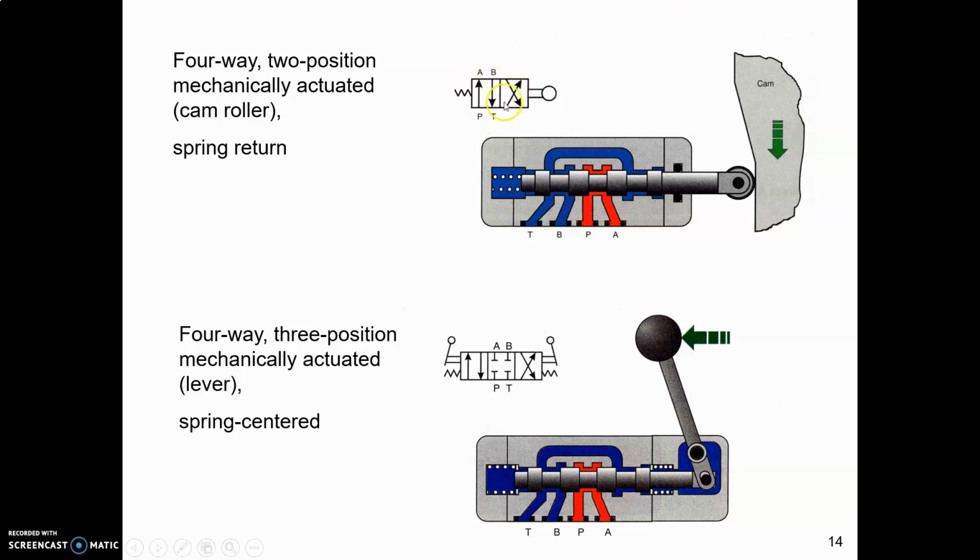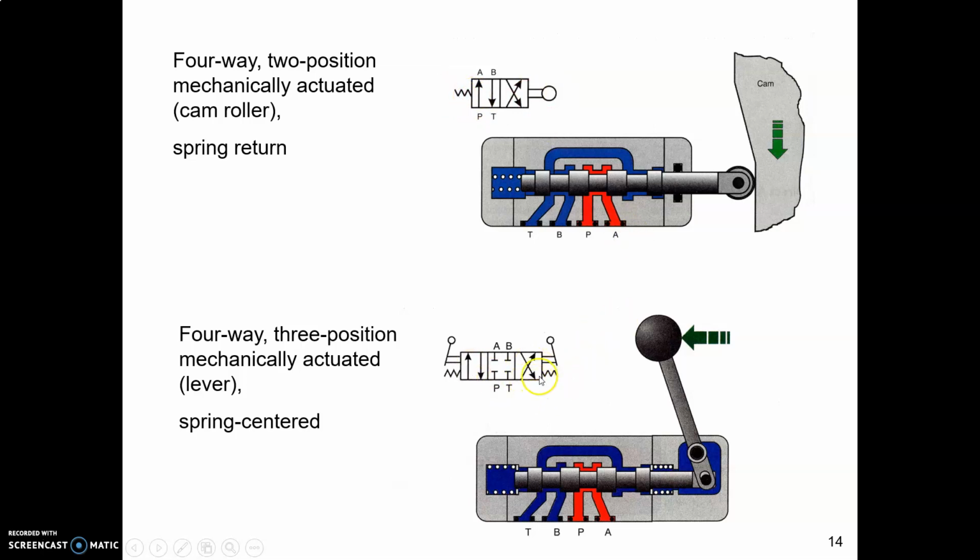Here is a symbol, a two-position valve with a cam roller that actuates the valve. So here's the cam roller. You might see that in, let's say, a plastic injection molding machine. Then here on the other end is a spring, and in the section view there's a section through the spring. So this is a spring return. It's a cam roller actuated spring return.